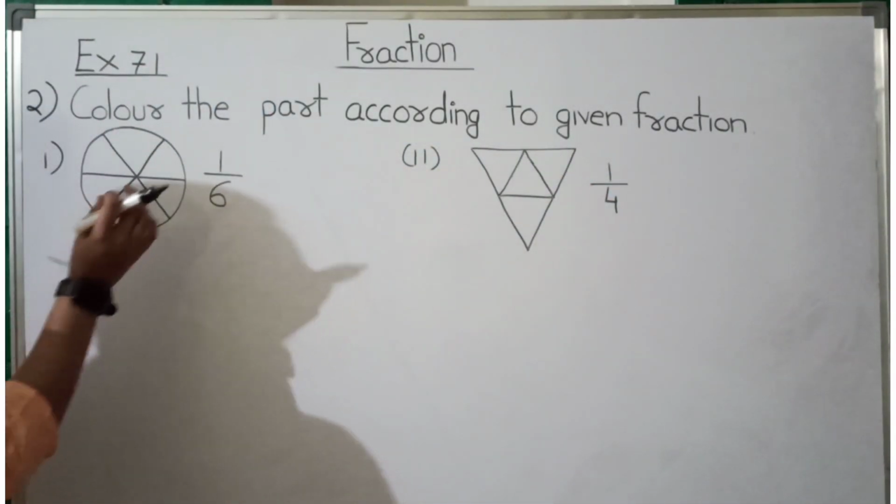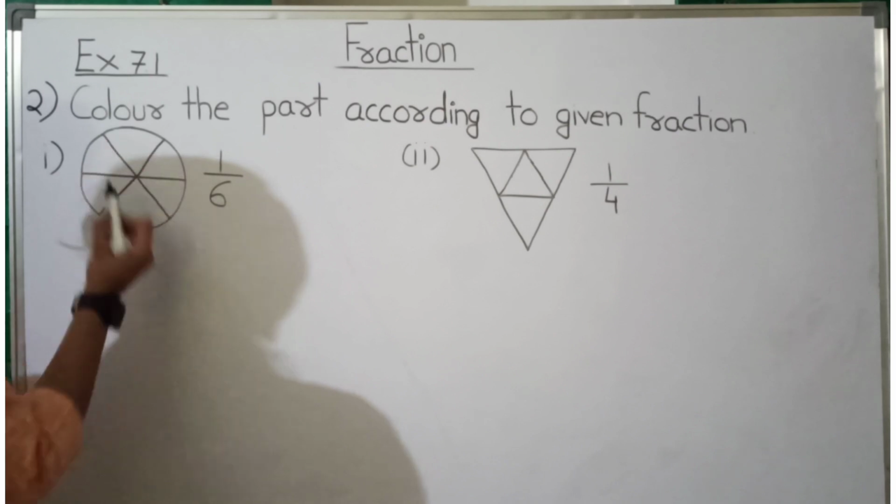So the second question is given: color the part according to the given fraction. We have to color the part according to the given fraction. Here a circle is made and how many parts are there?